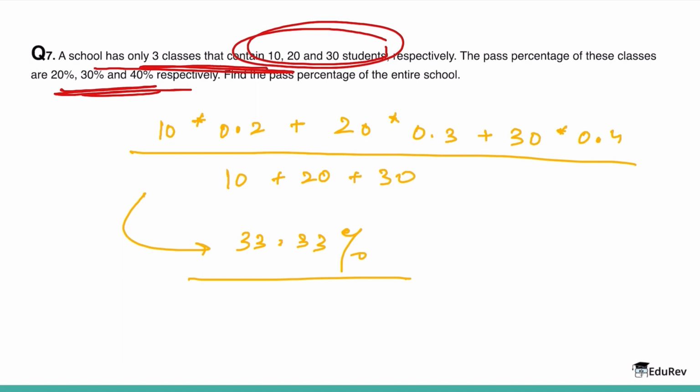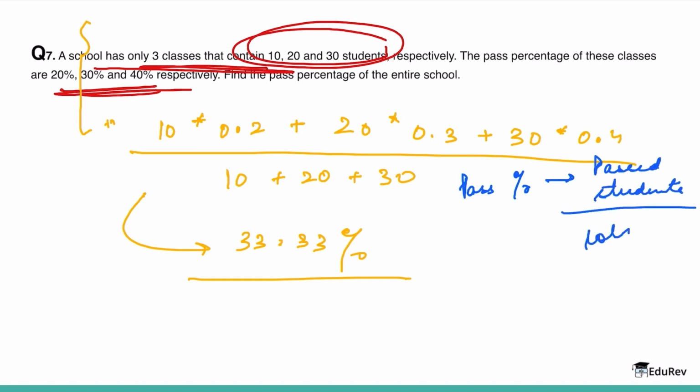So if I'm going to do it by the solving while reading method, I need to recognize that the pass percentage would be given by what? The pass percentage, if I write, so pass percentage would be given by passed students divided by total students, right?